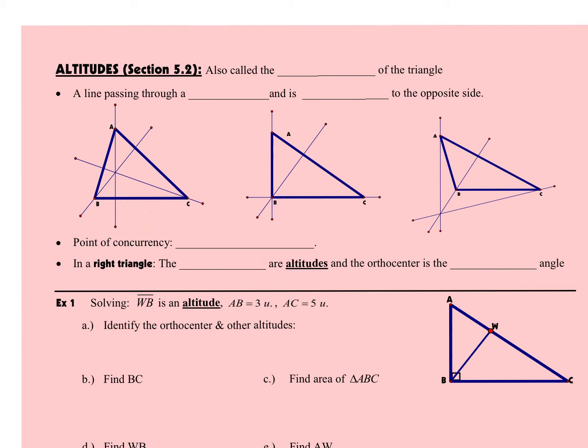So an altitude is also actually called the height of the triangle, okay? Now you guys know height from the area of your triangle, that is going to be 1/2 base times height, okay? So the height of the triangle, the altitude, is a pretty significant segment for us. Now, by definition, an altitude is going to be a line that is going to pass through a vertex and is going to be perpendicular to the opposite side.